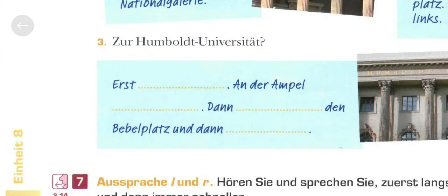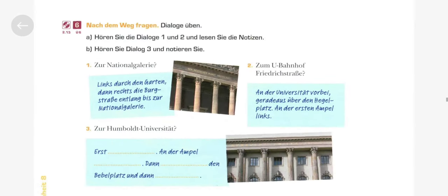it down. Zur Humboldt Universität. So the person wants to go zur Humboldt Universität, towards the Humboldt University. Then you have to write it, and then whatever they say. Firstly, listen to these two dialogues and if possible, repeat after them so that it will be easier for you to write the third one.